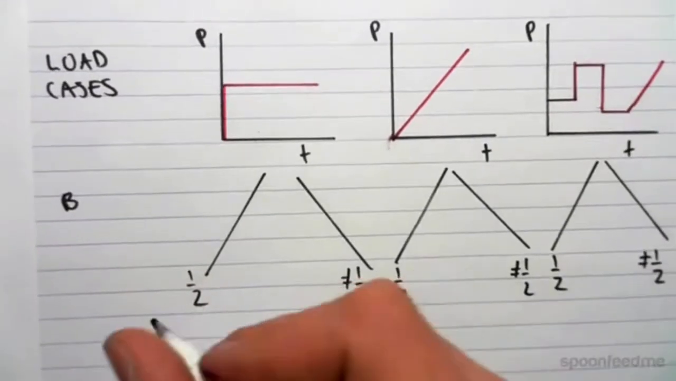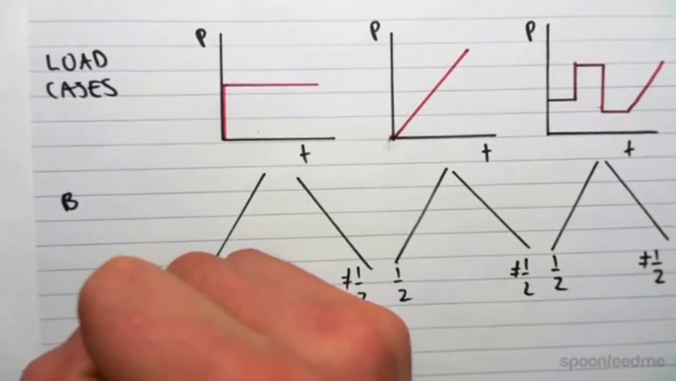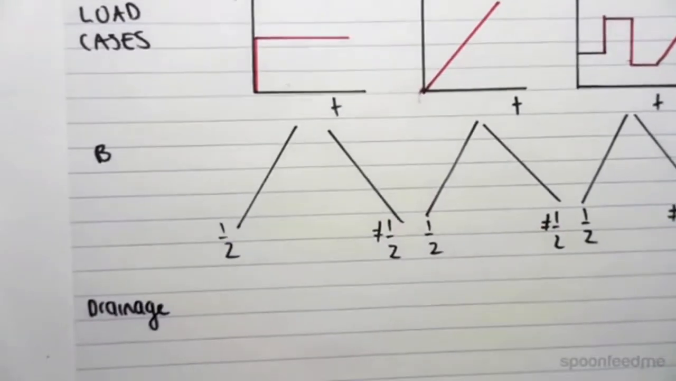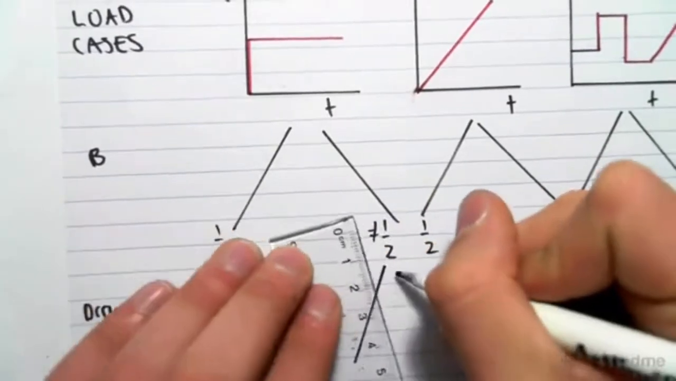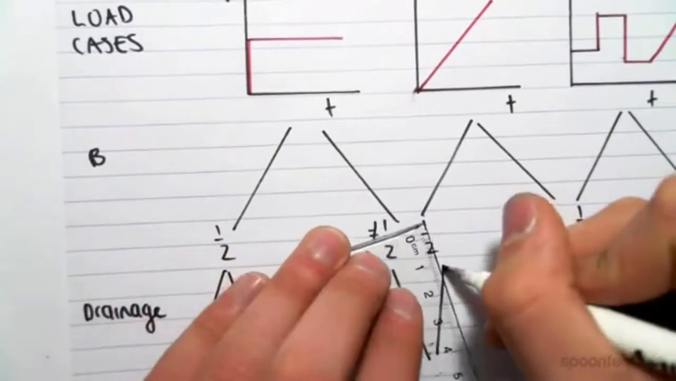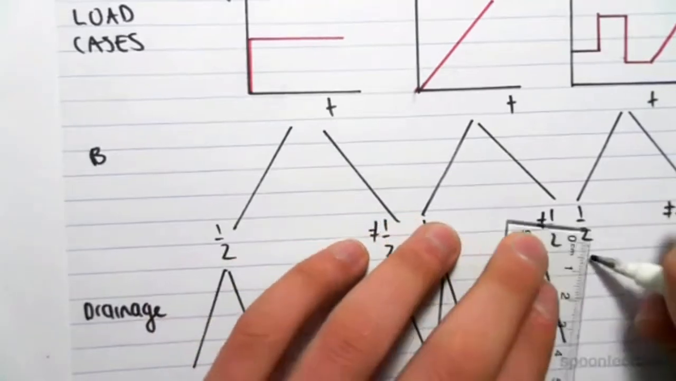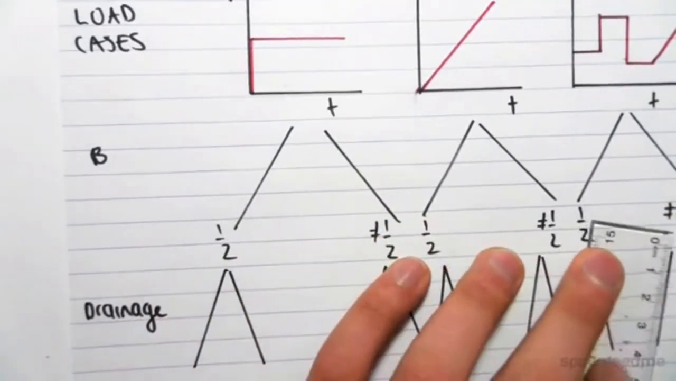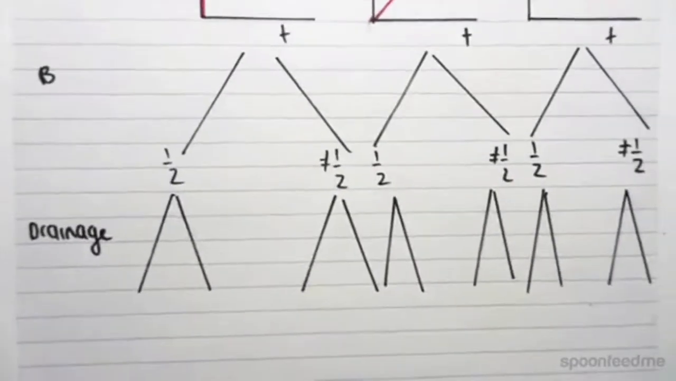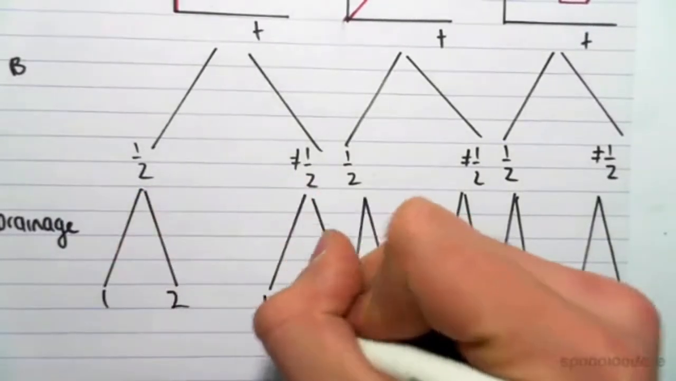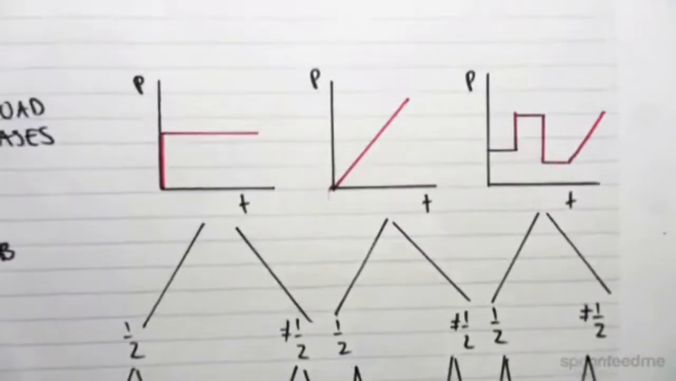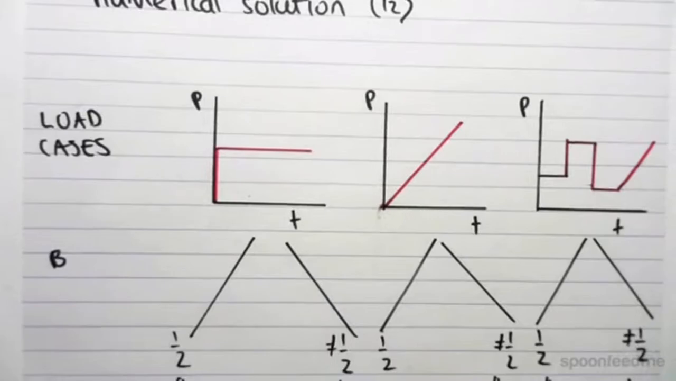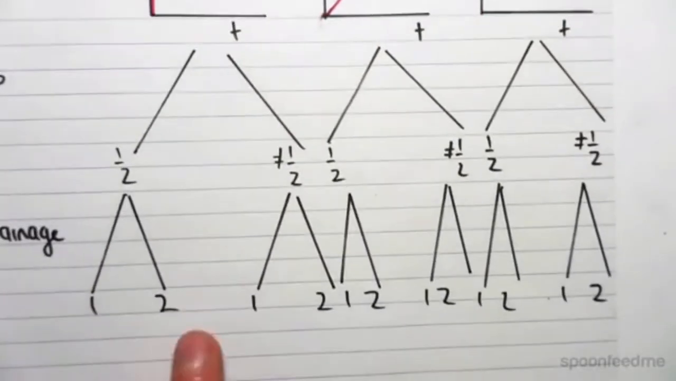The next thing that can happen is the drainage. So we could get one or two-way drainage. That's going to split this up even further. And we know that the drainage influences the boundary conditions, which will also influence all the values in the numerical solution. So we could have one or two-way drainage for every single case. So you can see that we're going to have a total of 12 different possible combinations of these cases.